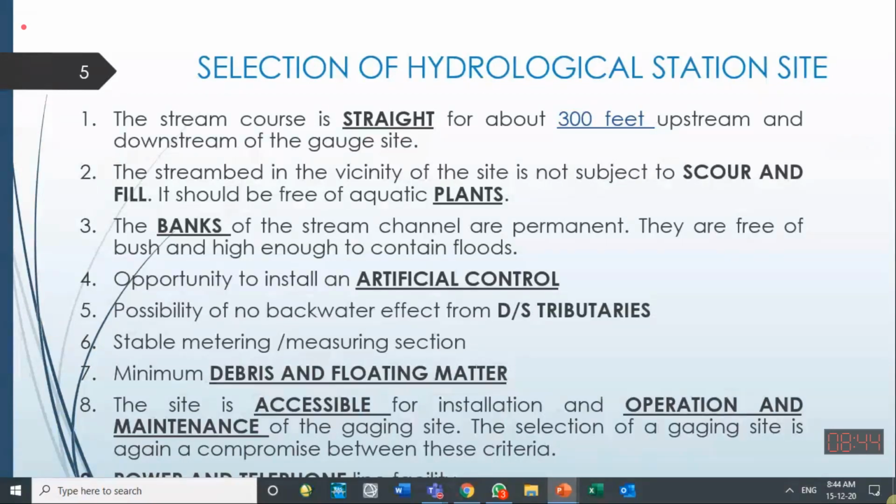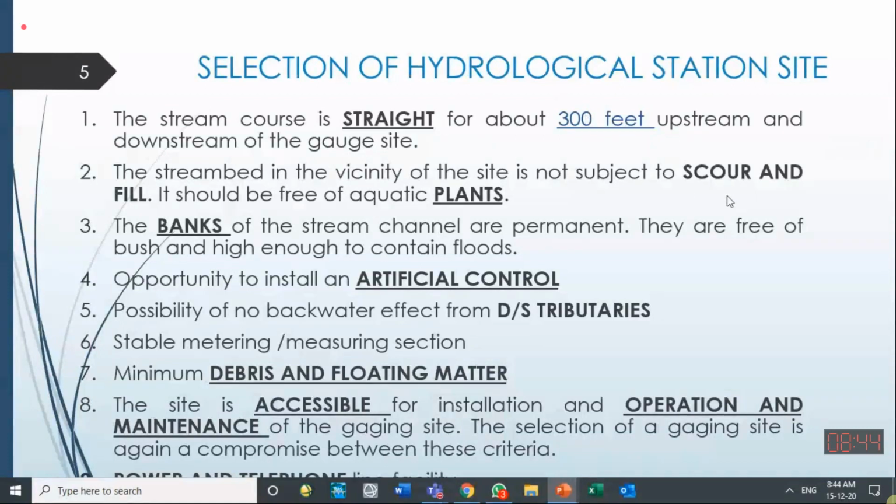There will be deposition of sediment on the inner side of the curvature, while there will be erosion on the outer side. So these things limit us, and we should avoid a stream gauging station on a stream with a curvature. We can easily find a reach of about 600 feet, 300 each way, and install the stream gauging station on a straight reach as far as possible.